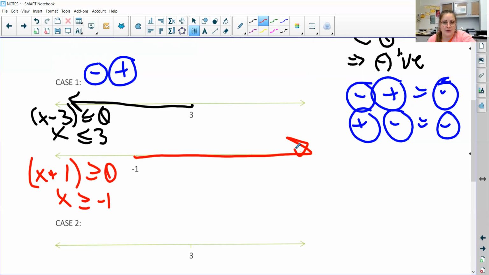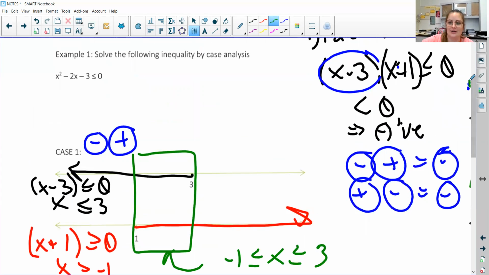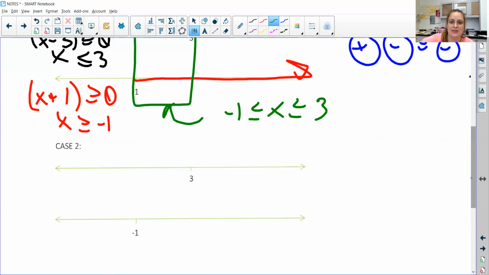Is there a region that satisfies both these cases, right? And the answer is yes. This region right here is where x is between those two values. So it's possible to satisfy those two things where the first factor can be negative, the second factor can be positive, and overall will give you that overall negative, less than or equal to 0. Okay, so that would be a solution. That is our solution. That is the answer.